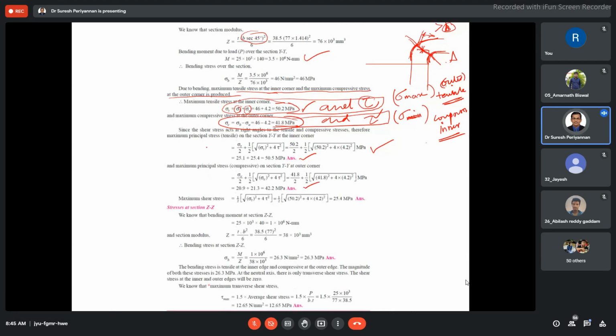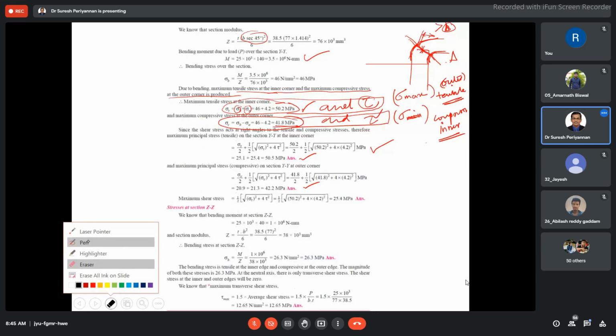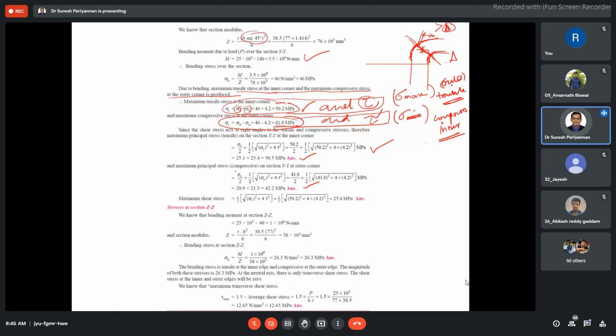Once we know sigma 1, this looks like sigma 1 and sigma 2. Sorry, I'm confusing. Sorry, boss. This is directly given. This also is similar, you have to find out. Now sigma c is given. Here this is the maximum shear stress. For the maximum shear stress, we are considering only 50.2 megapascal, and tau is 4.2 megapascal. These two components we are considering for finding the maximum shear stress.